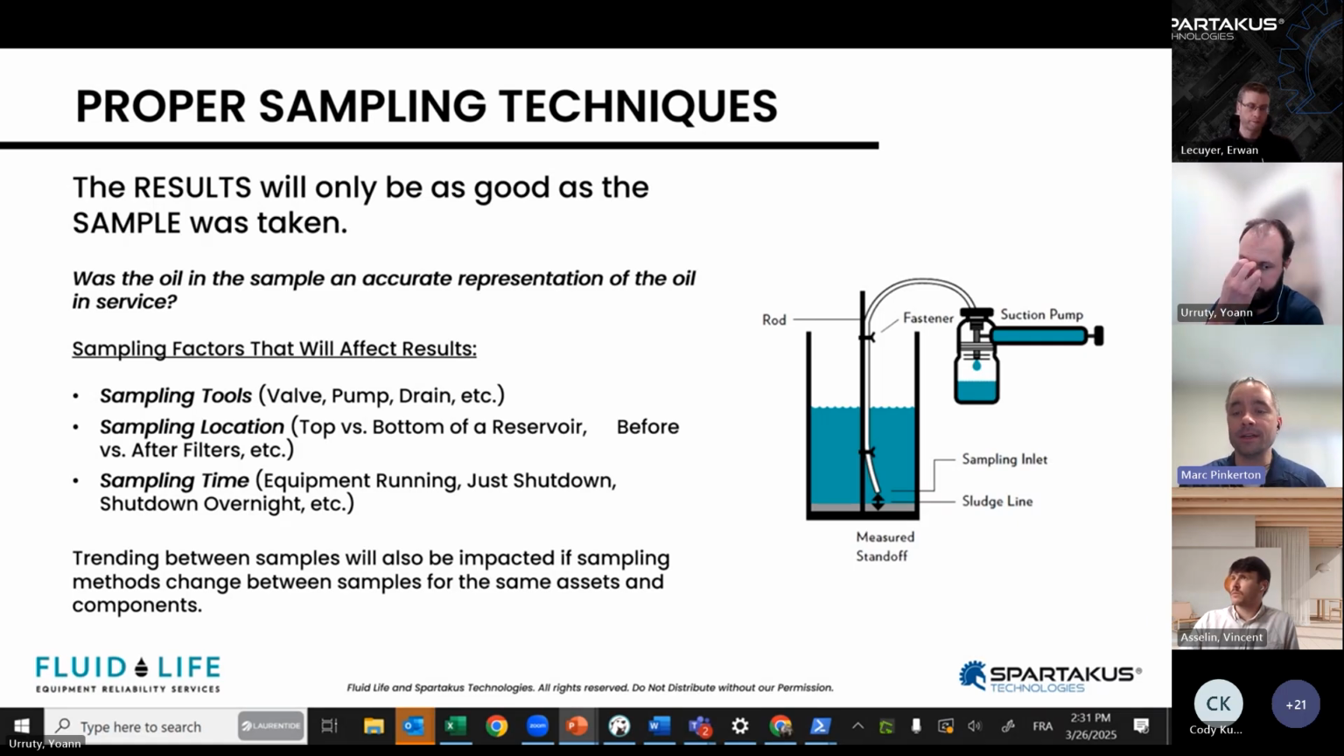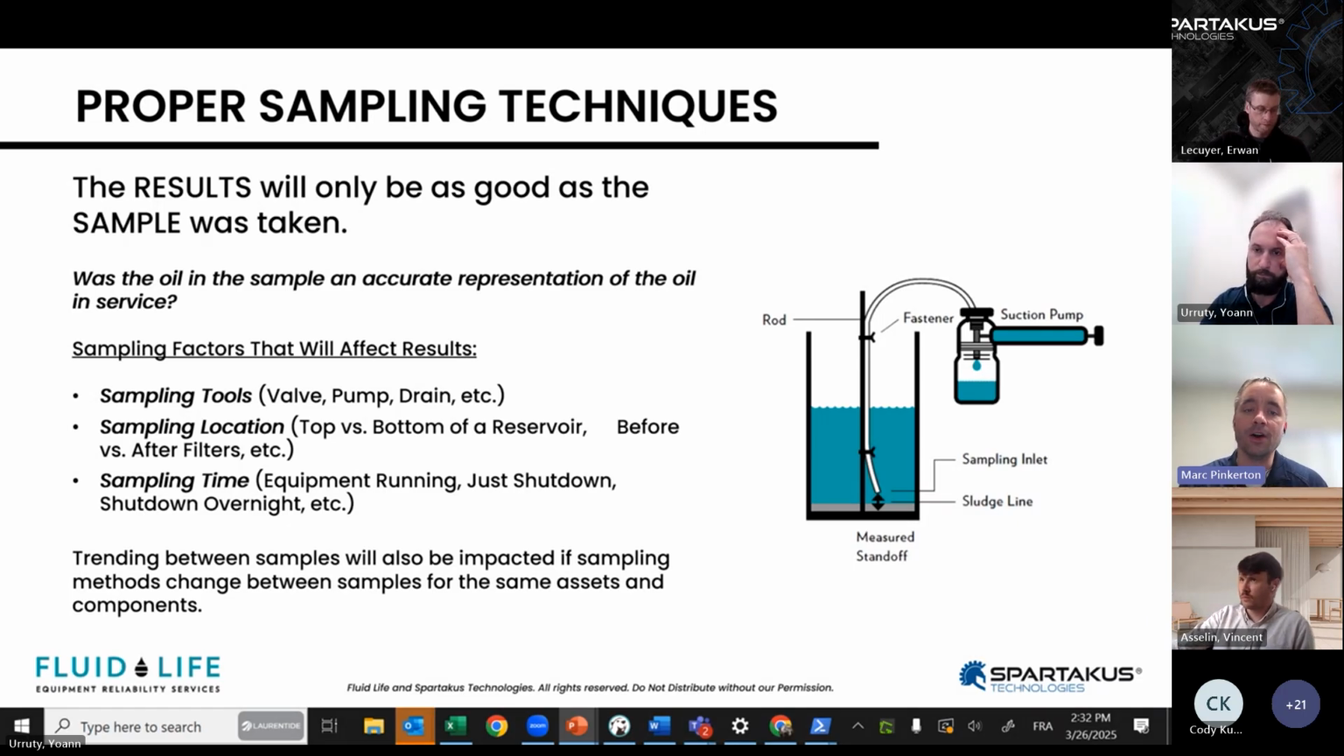And then time, again, we talked about it a little bit already. If you can take a sample when your equipment is running, that's ideal. Obviously, there are safety impacts and equipment running impacts that you'll have to consider. If you can take it just after shutdown, that's the best. The oil's still at temperature. All of those suspended particles that are floating around during operation are still going to be in suspension. You want to try not to take a sample when everything's been resting for a while and all the debris is settled.